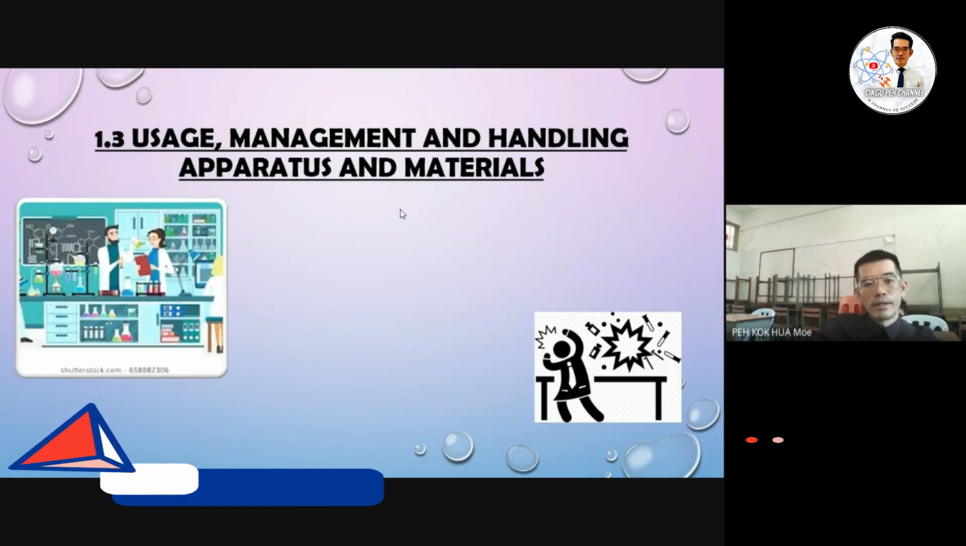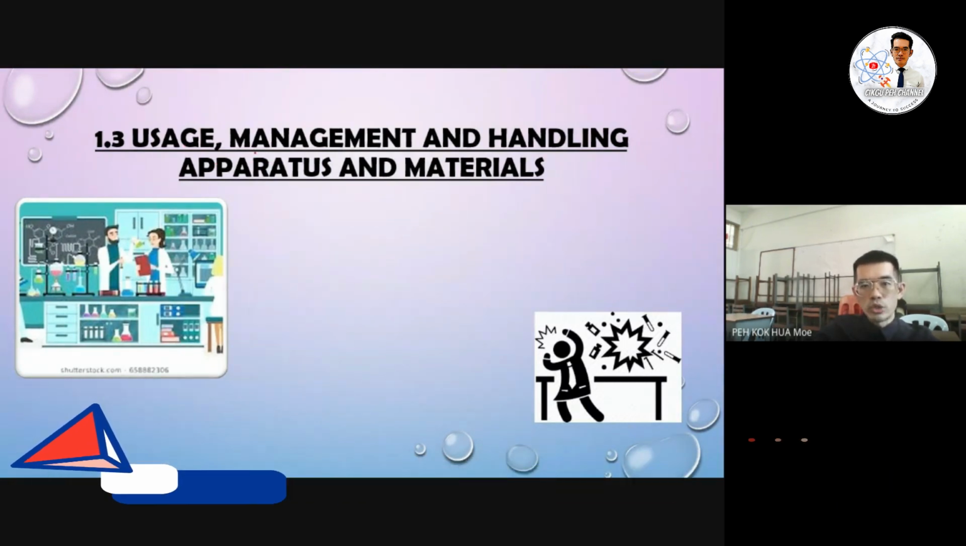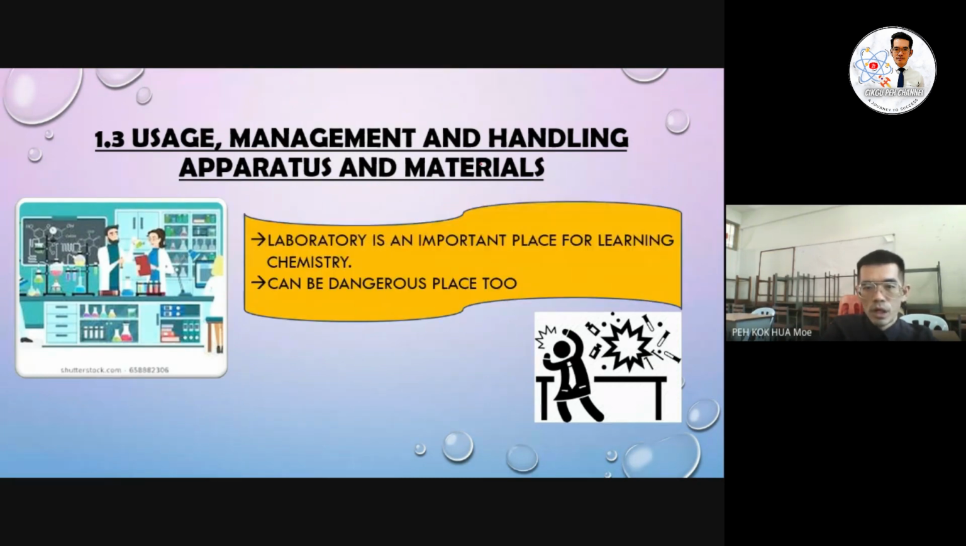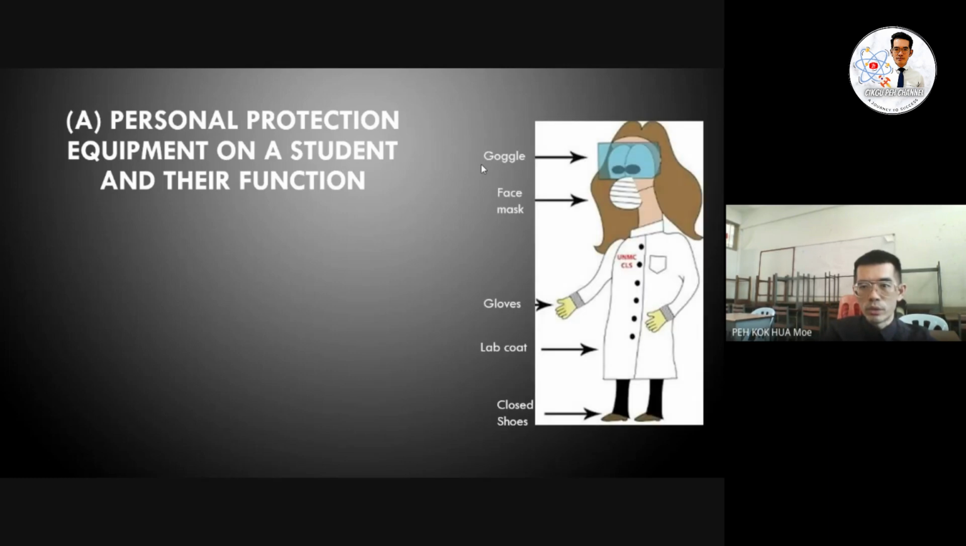So here comes our last subtopic for chapter 1: usage, management and handling of apparatus and material. The laboratory is an important place for learning chemistry, but it can be a dangerous place too. So this section 1.3 reminds you how to manage and handle the apparatus and material in the science laboratory. The first is personal protection equipment for the student and its function. This part is quite similar to chapter 1 for general science also.